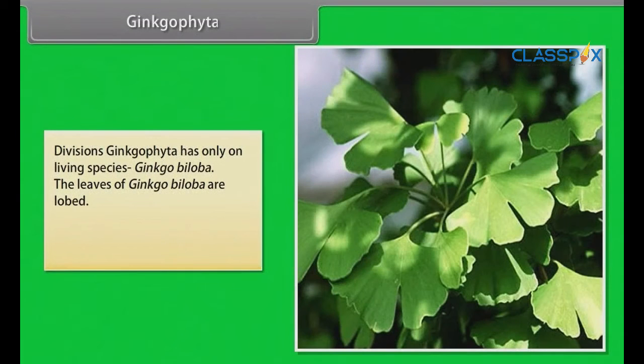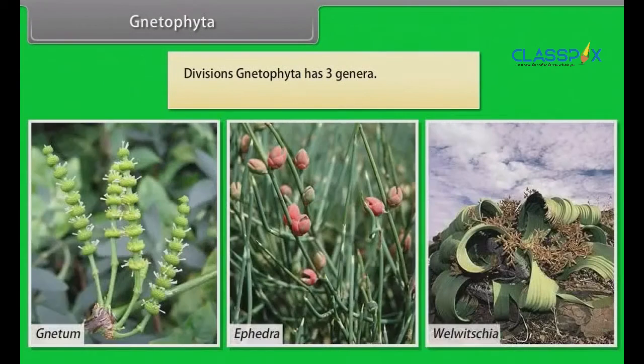Ginkgophyta. Division Ginkgophyta has only one living species, Ginkgo biloba. The leaves of Ginkgo biloba are lobed. Ginkgos have separate male and female trees. Gnetophyta. Division Gnetophyta has 3 genera: Gnetum, Ephedra, Welwitschia.